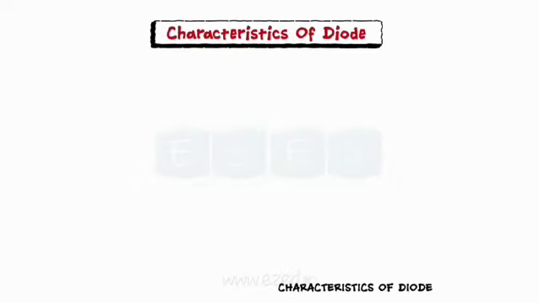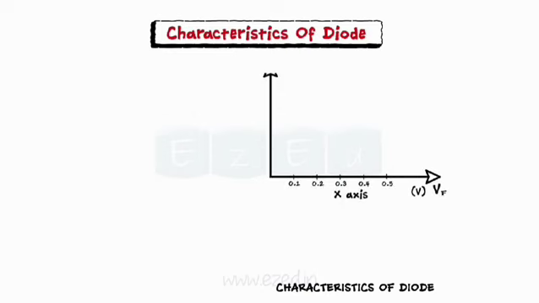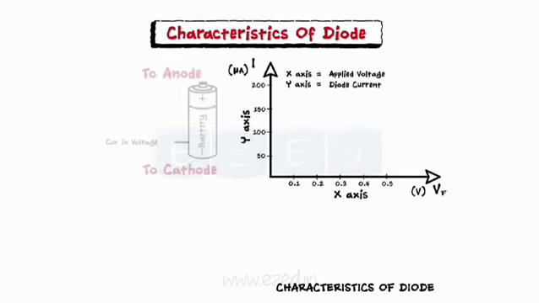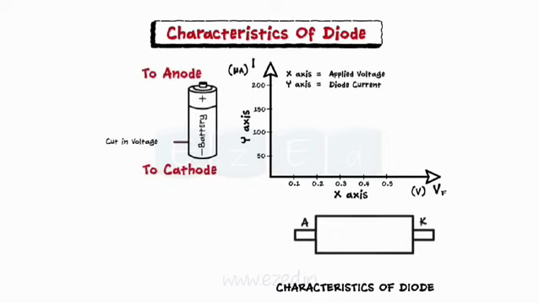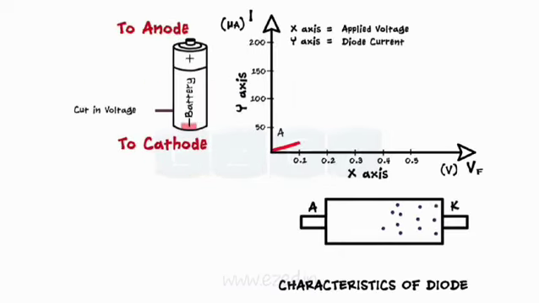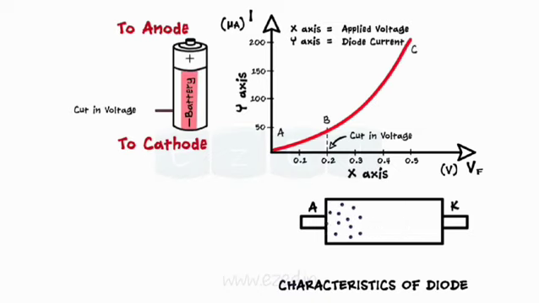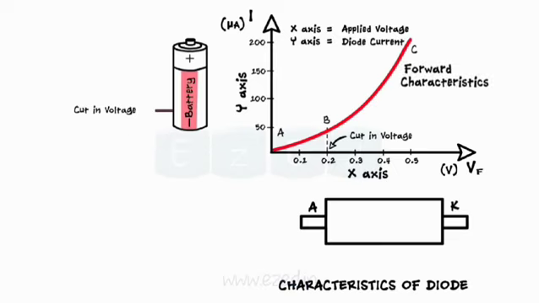Let's study the characteristics of this diode. This graph is drawn by considering external applied potential on the x-axis and current flowing through the diode on the y-axis. When the diode is operated in forward bias mode, current flowing through the diode between A and B remains at a low level. But as soon as the external voltage crosses the junction potential value, or cut-in voltage, the current rises from point B to point C. This graph is called the forward characteristics of a diode.